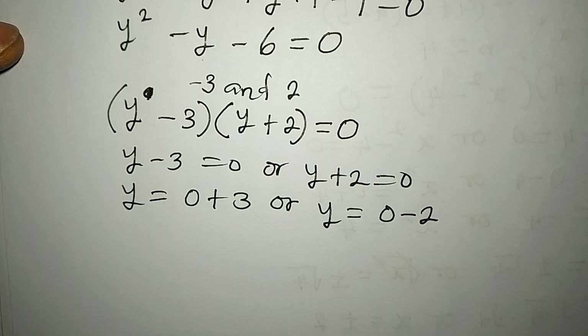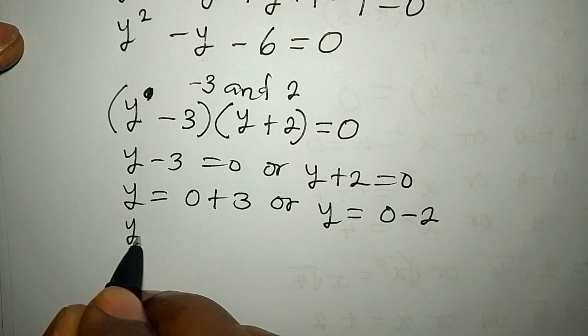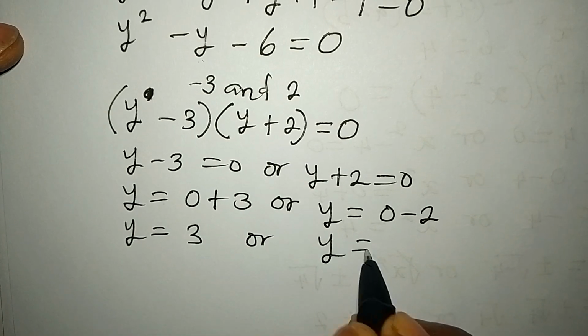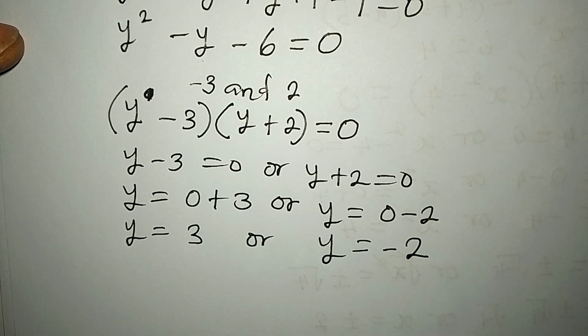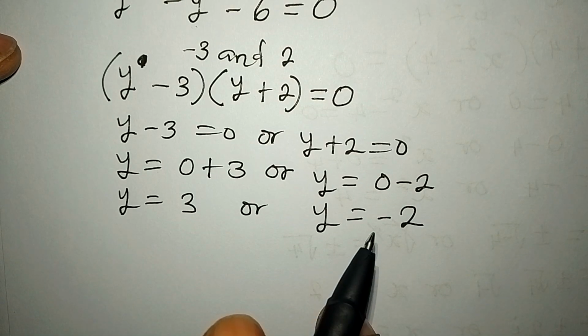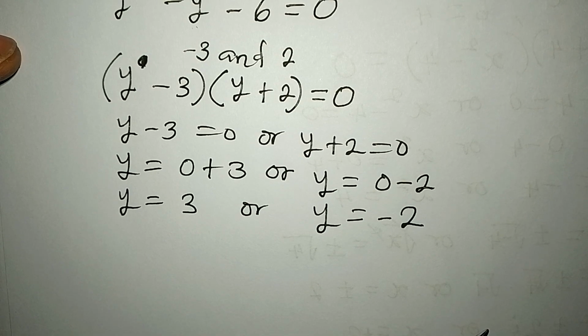So from here, we are expected to have the two values of y. y is equal to 3 or y is equal to -2. So these are the two values of y, and for each of these values of y, we are going to have a corresponding value of x.